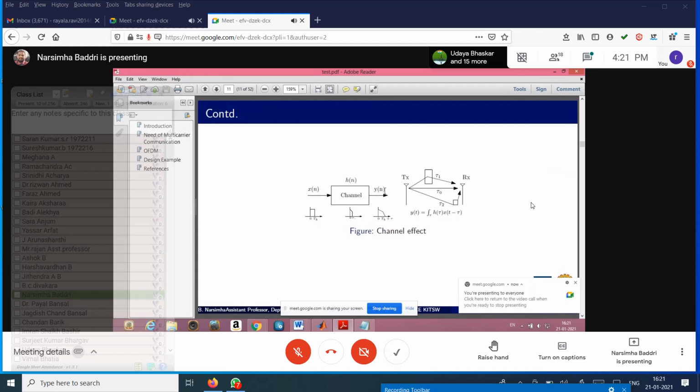Okay, so in the transmission process with the channel effect, the signal will be affected and it is spread in the time domain. So 0 to TB is the signal duration, and here the channel impulse response duration is from 0 to tau. The resultant signal will be from 0 to TB plus tau. The signal will be spread in the time domain.